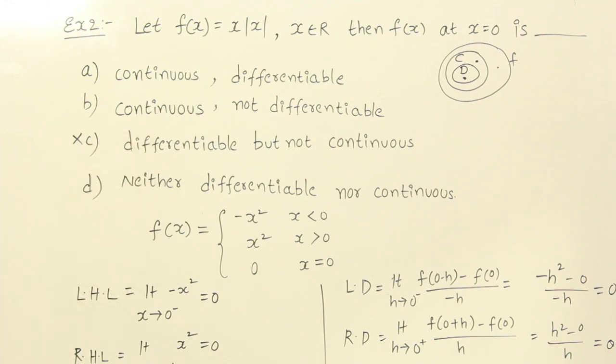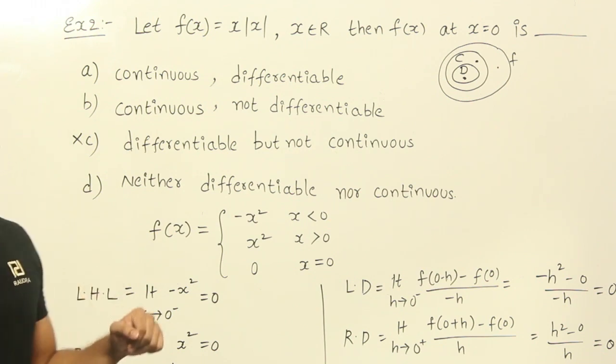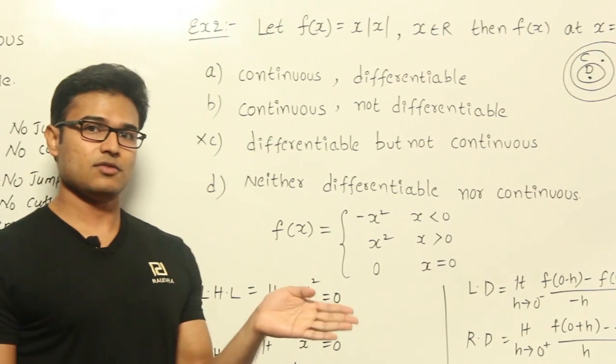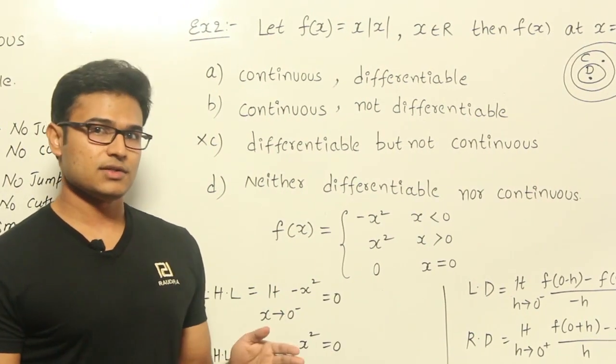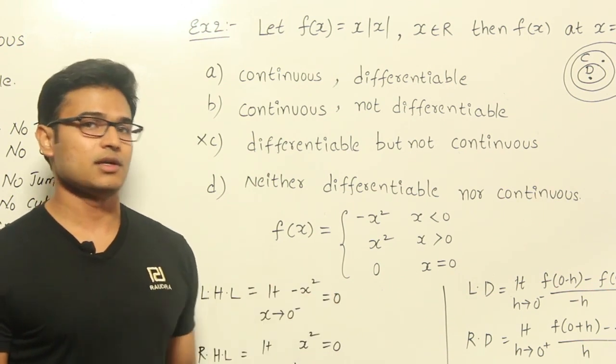Let's go and see this function first. Now f(x) = x|x| is given. We have to find out whether it is continuous or not at the point 0. So we want to know how the function behaves when x is less than 0, when x is greater than 0, and when x is equal to 0. Why? Because we are interested in finding the left hand limit, the right hand limit, and the value of the function at that point.